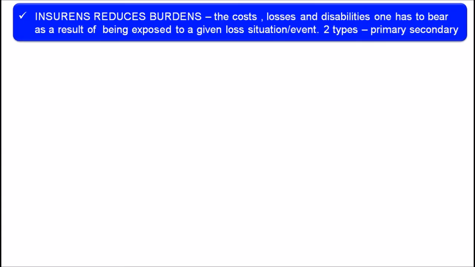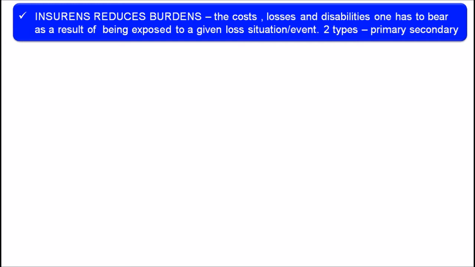Dear friends, insurance reduces burdens. If you take insurance, what will it give? It reduces burdens. What are the burdens? The costs, losses and disabilities one has to bear as a result of being exposed to a given loss or situation event.